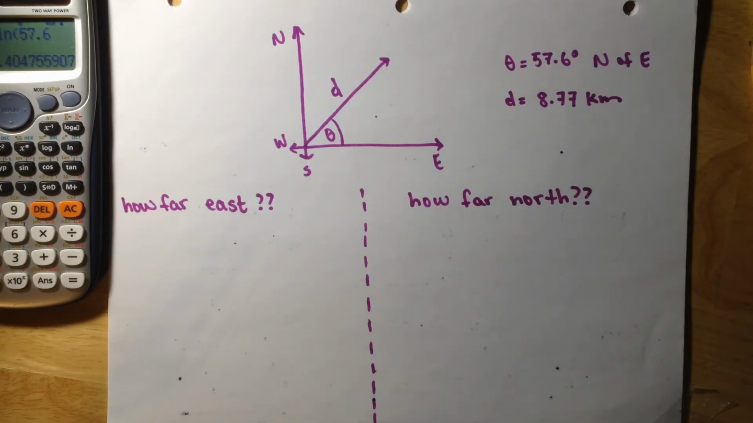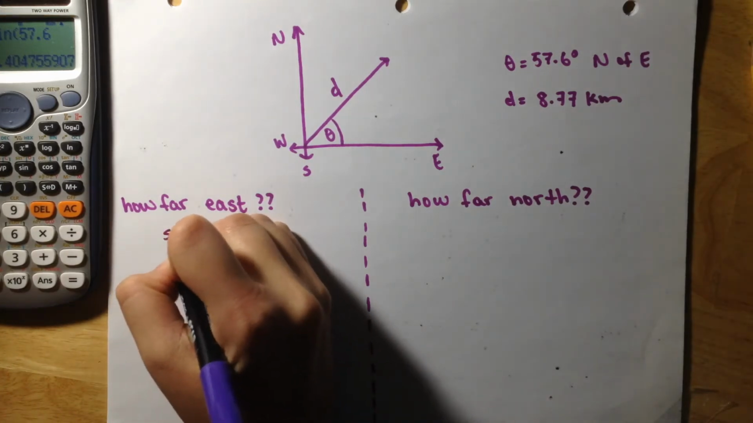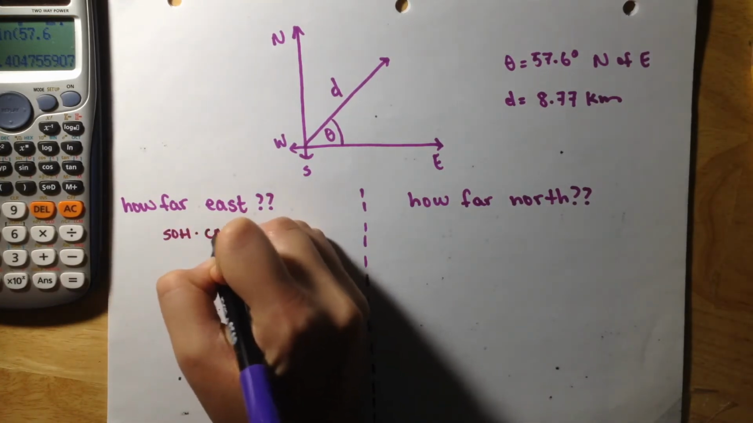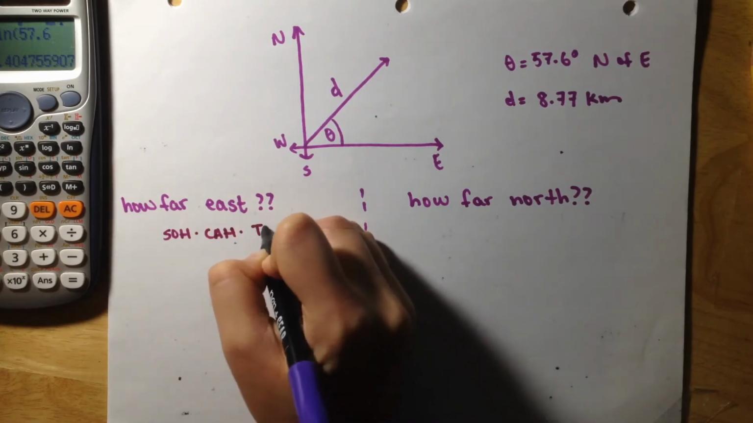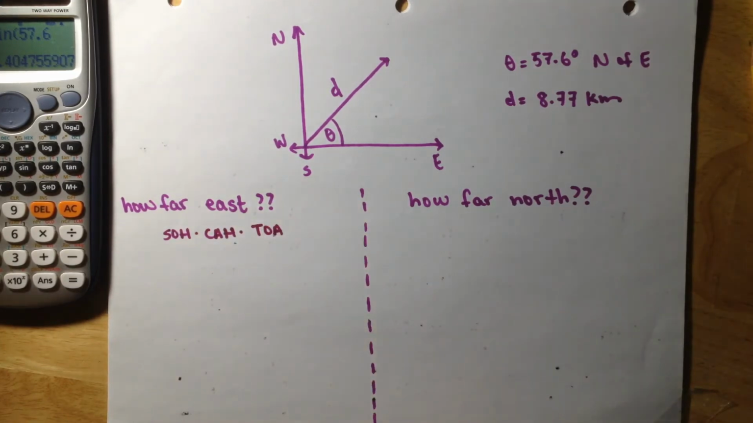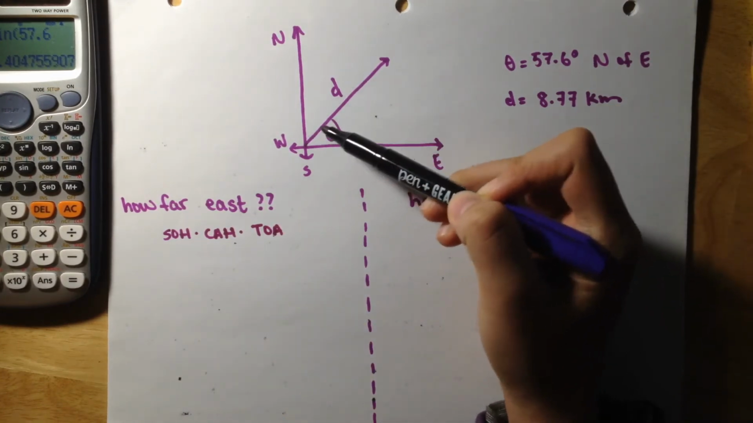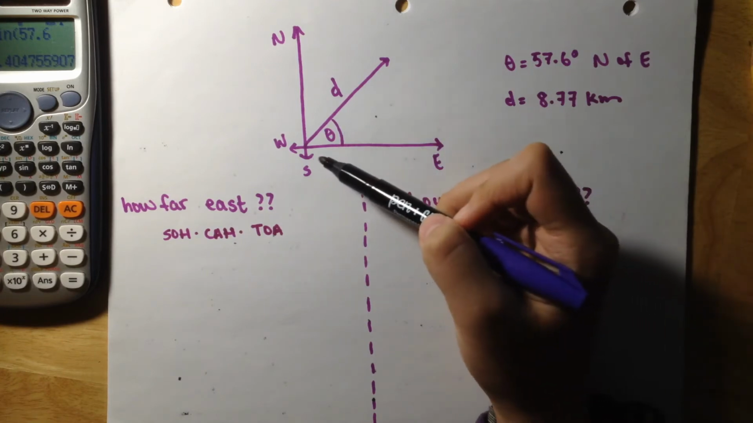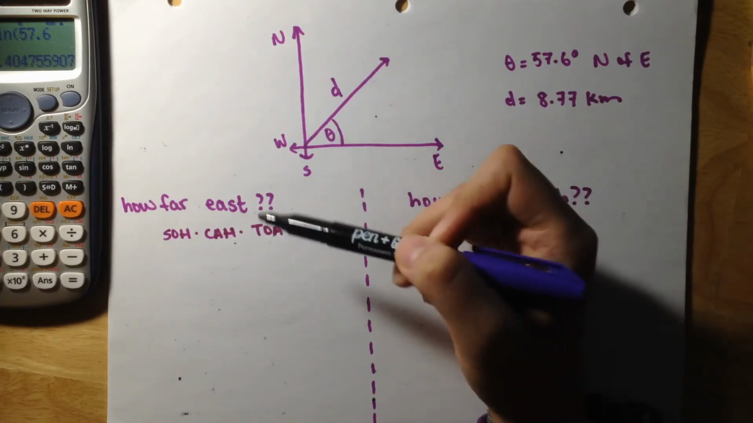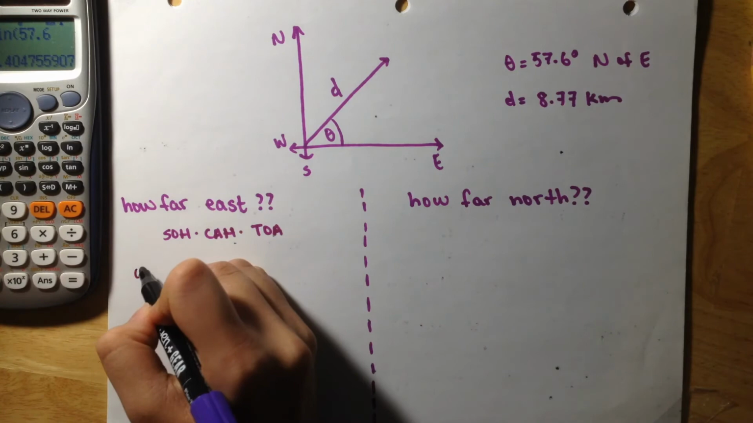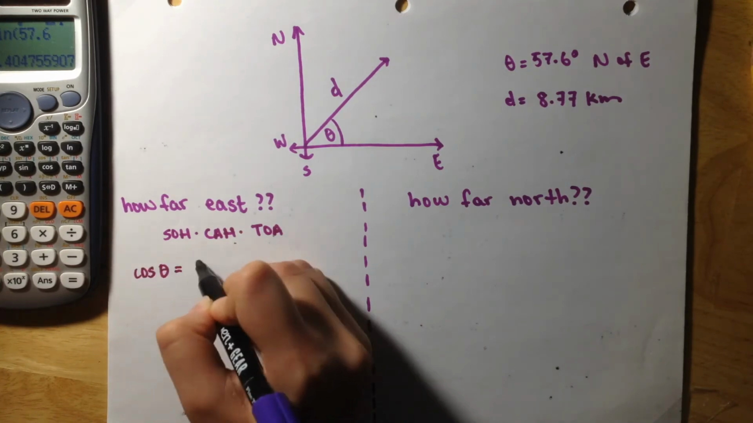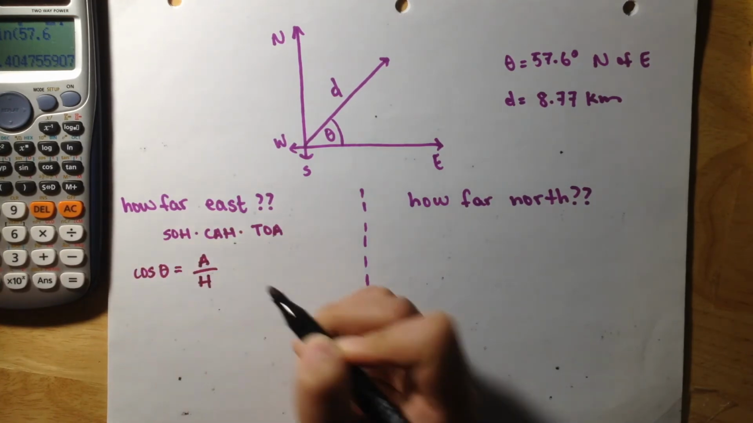So how far east, we can use SOH CAH TOA to find a proportion. So we have theta, and we need to find this adjacent side, and we have the hypotenuse. So which proportion uses the adjacent side and the hypotenuse? That is cosine. So cosine theta equals the adjacent side over the hypotenuse.